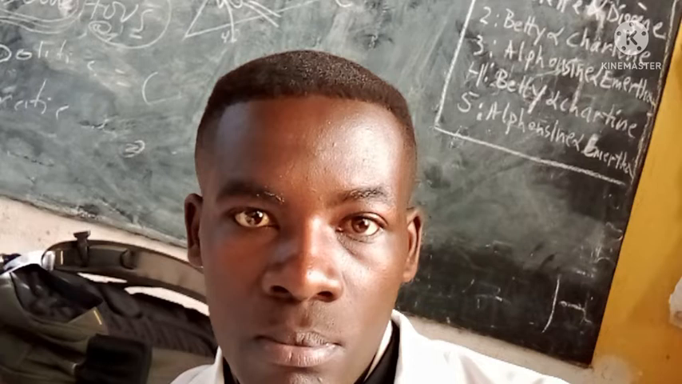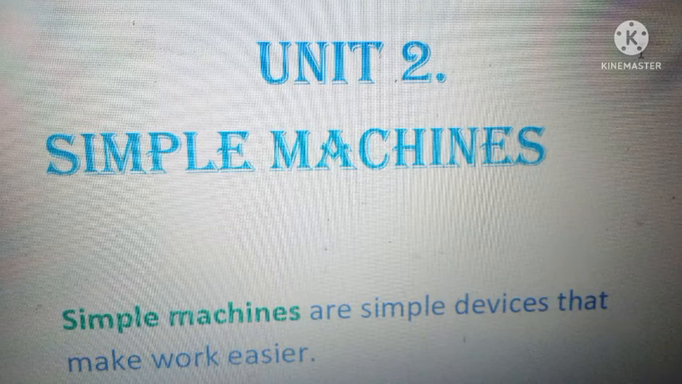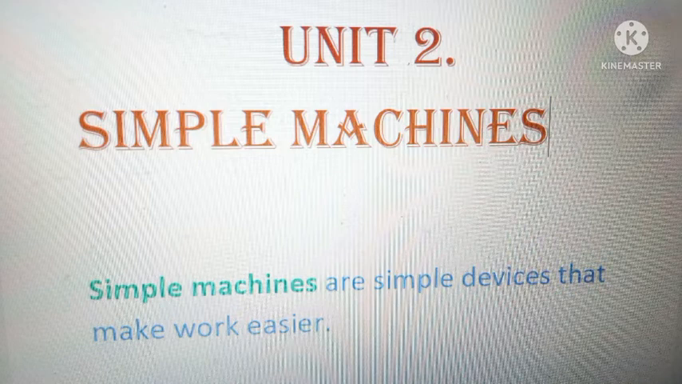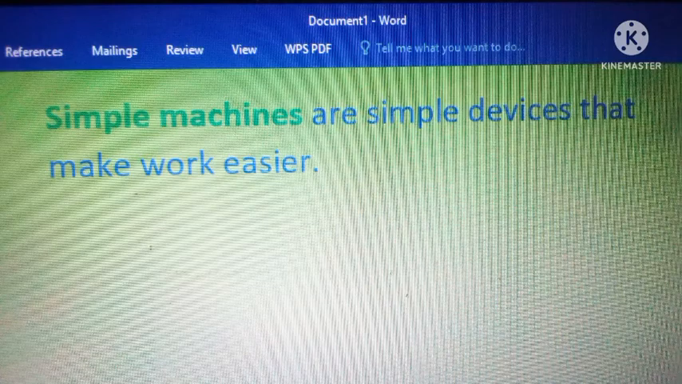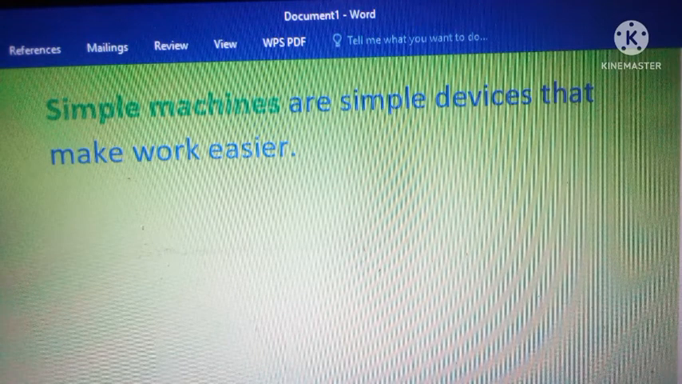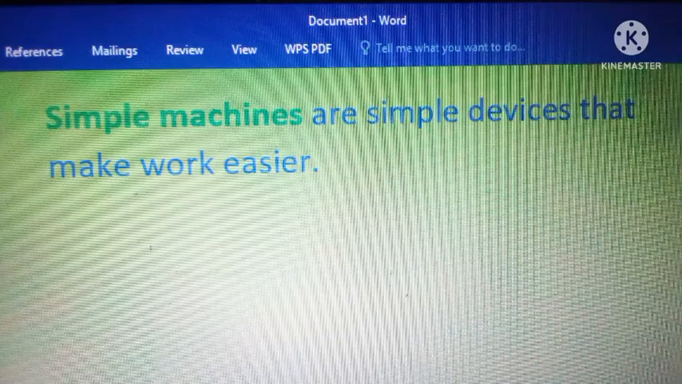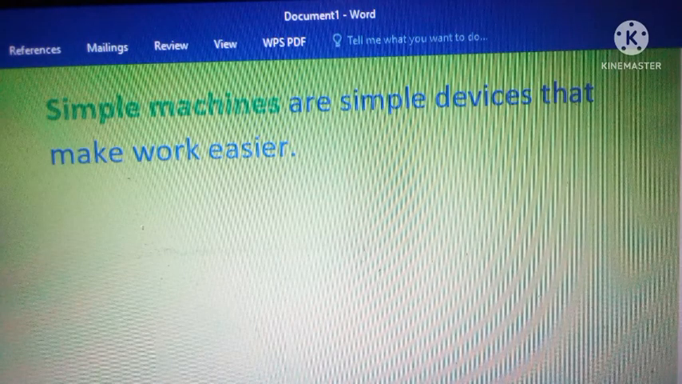Today we are going to learn unit number 2, which is called Simple Machines. After learning this lesson, each learner should be able to explain a lever, its parts, and 3 classes of levers.